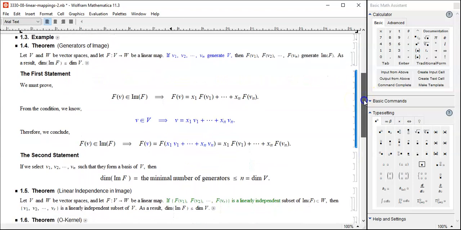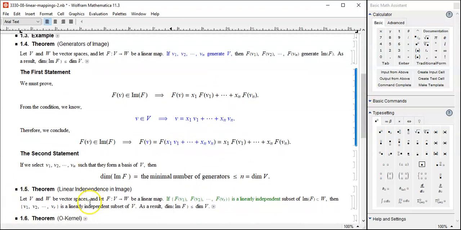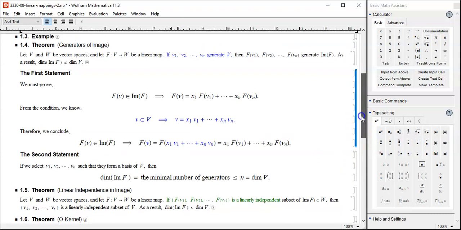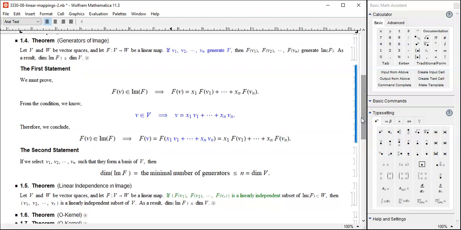Okay, I wanted to complete theorem 1.5 as well, but looks like I'm out of time. So I'll stop here, and then let's have a bit of a review on 1.4 before moving on to 1.5 in the next video. Let's stop.